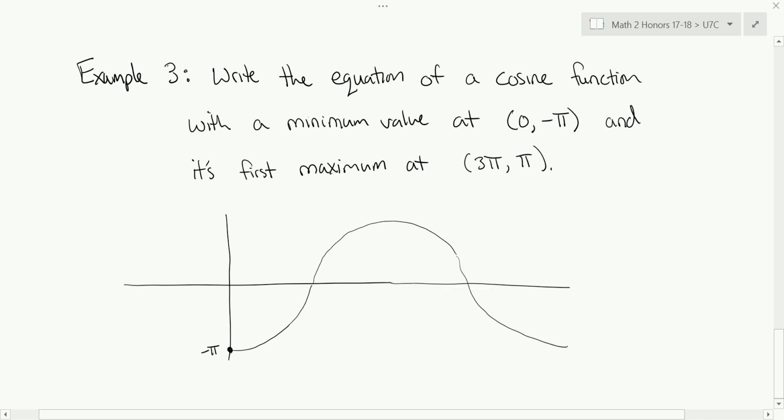Its first maximum, right here, that point, is 3 pi, which means the x value is 3 pi here. And the y value, the height, is pi. And there's your picture that you want. Okay. So what's our amplitude? Pi. And it's a negative cosine function, so we should have y equals negative pi times the cosine of bx. We've got to figure out what b is now.